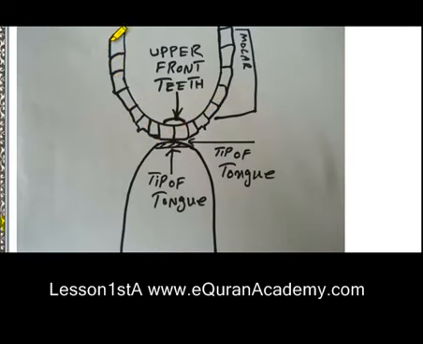These are teeth. These are upper teeth. And this is gum area. This is gum. And this is tongue, and this is tip of tongue, this is base of tongue, this is upper front teeth. This area is base of teeth, and this is gum. If you touch tip of tongue with edge of upper front teeth, you can pronounce letter Sa.